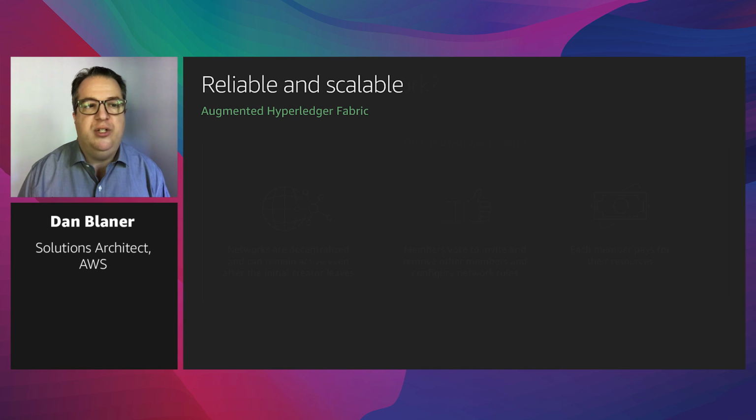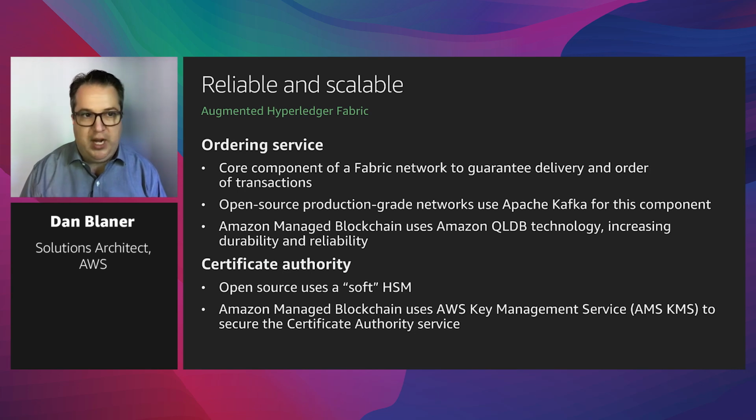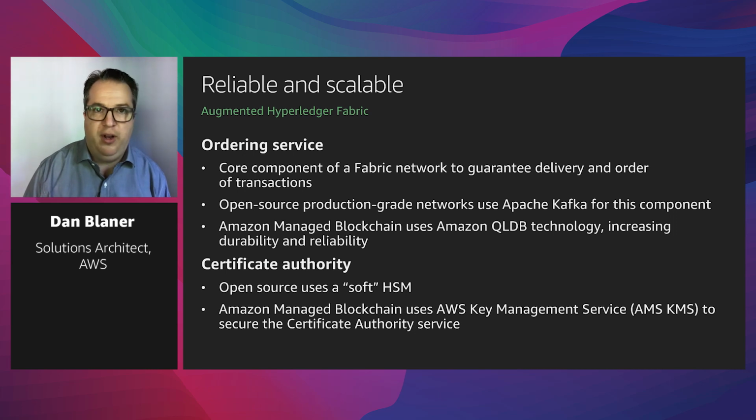Amazon Managed Blockchain is reliable and scalable. Hyperledger Fabric itself is built to be a pluggable framework, and we've replaced two of the primary services in Fabric with components that are optimized for AWS. First is the ordering service. The ordering service is a core component of Fabric that guarantees the delivery and order of transactions. The open source version of Fabric uses Apache Kafka for this component. Amazon Managed Blockchain uses the same technology that QLDB is based on, increasing the durability and reliability of the ordering service.